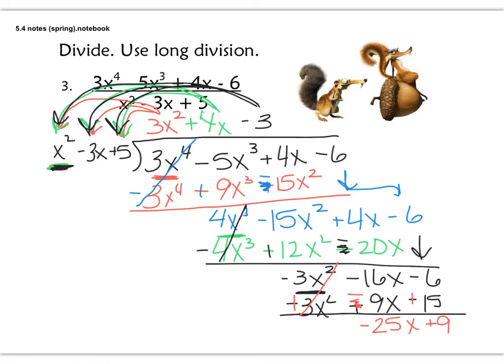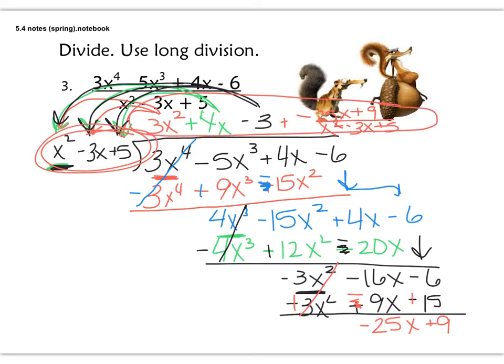So at this point, that is my remainder, and we always add our remainders. So plus negative 25x plus 9 over, the remainder is always whatever you're dividing by. So x squared minus 3x plus 5. There we go. So the final answer then, if I would ask you, is x squared minus 3x plus 5 a factor of that problem? The answer is no. There is a remainder, so it is not a factor.